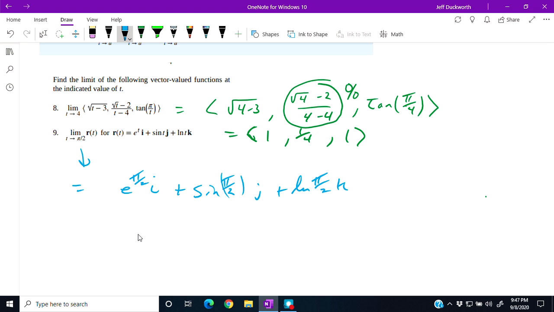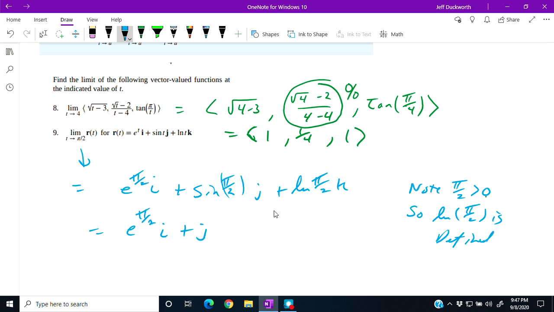You could use a calculator certainly to evaluate e to the pi by 2. You don't have to. It's good as it is. It exists. e has a domain of any value, so there's no problem with that one. Sine of pi by 2, so I'm going to leave this alone. Sine of pi by 2 is 1, so this is just plus j. And ln of pi by 2, well, note that pi by 2 is greater than 0, so it's defined. So plus natural log of pi by 2. Okay, so that'll work for our answer there.